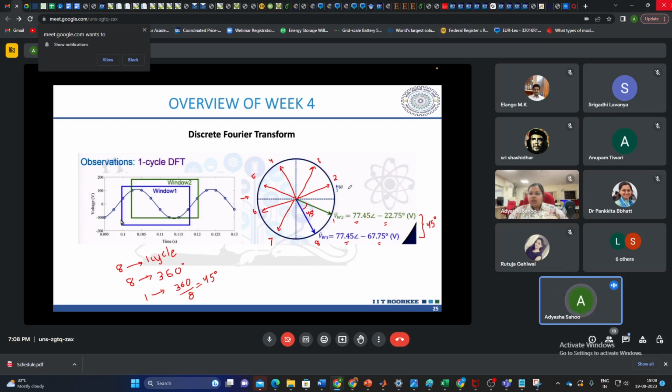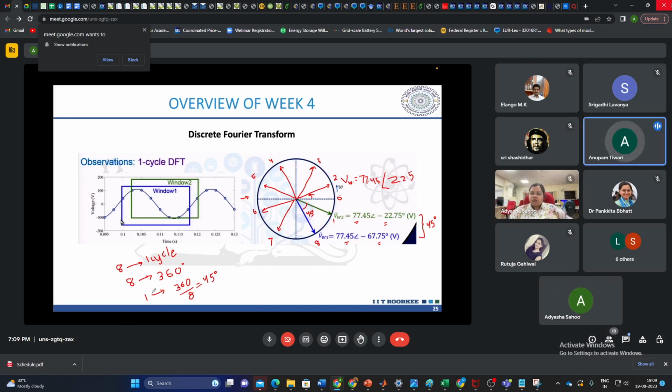So likewise, you will get here. If you guess at this position, it will be again 77.45, and its angle will be this minus 22.75 plus 45. So I'll get 22.25. It is coming positive. We can see here, obviously, if you consider this as 0, then you will get plus 22.5. So I hope this is clear now.